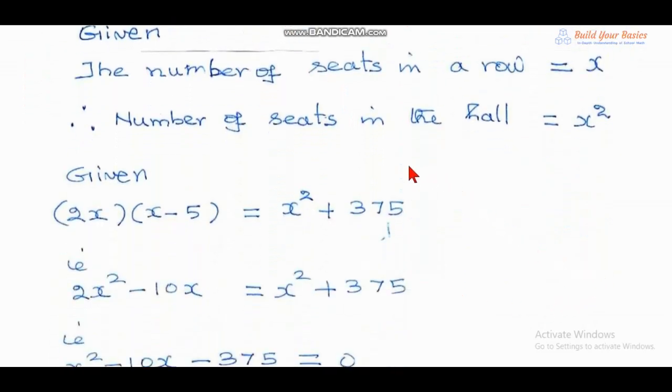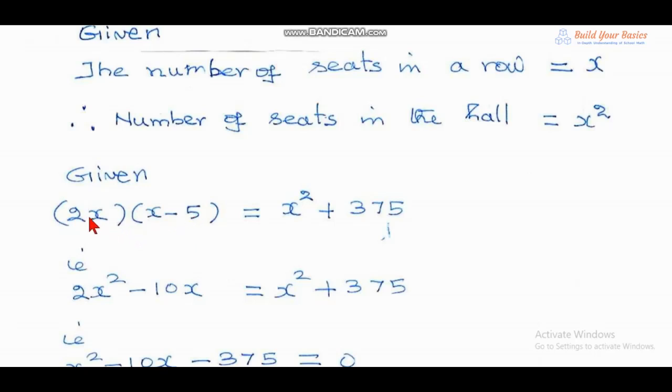Now when the number of rows is doubled, that is 2x, and the number of seats in each row is reduced by 5, so x minus 5. The number of rows is doubled, so the new number of rows is 2x. And the number of seats in each row is reduced by 5, so the number of seats in each row is now x minus 5.